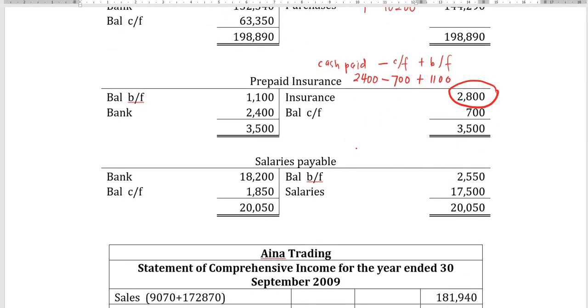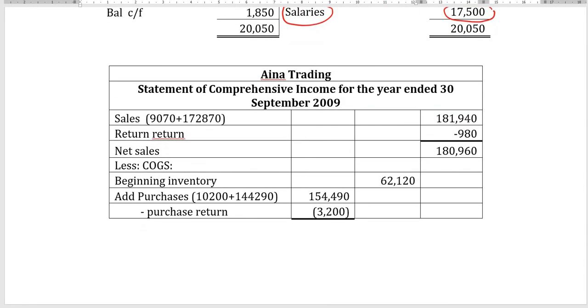Okay, salaries pun sama. This is your payable. So your cash paid kita akan tambah dengan CF, kita akan minus dengan BF. Okay, so salaries payable dalam payments is 18,200 plus CF. Okay, CF ialah 1,850 minus BF. BF is 2,550. That's why you come out with this amount. Salaries expense 17,500 ringgit.